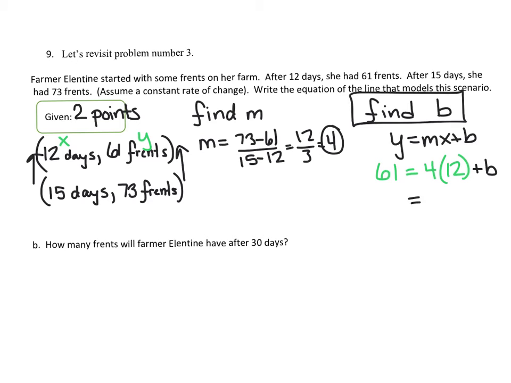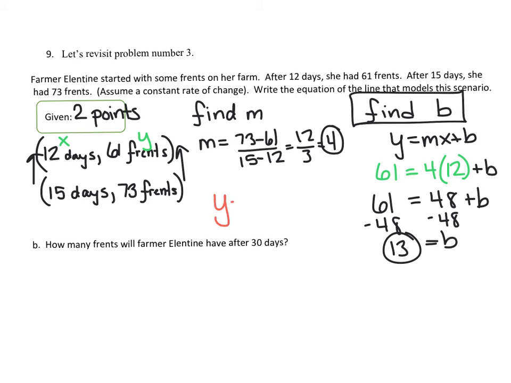So now it's just doing some algebra. So 4 times 12 is 48 plus b is equal to 61. How do I solve for b? I subtract 48 from each side, and I get that b is 13. So now I have both components needed for the equation of my line, which would be y equals 4x plus 13 would model the amount of friends on this farm after x days.